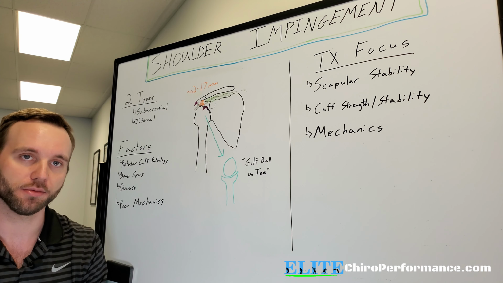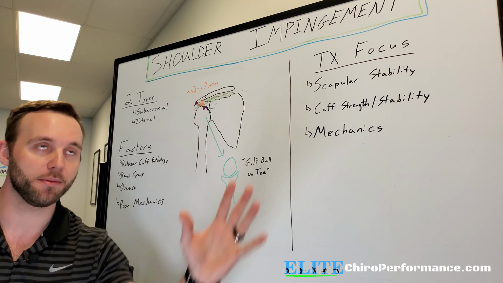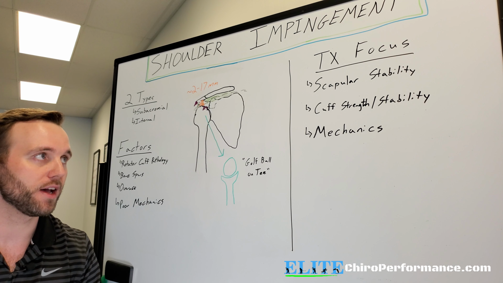So we spend a lot of time teaching how to use these muscles with just open chain, so I'm going to lift my arm up into the cabinet, or closed chain, where I'm doing push-ups, bench press, things like that. So rotator cuff stability and strength. Now, this is also important.